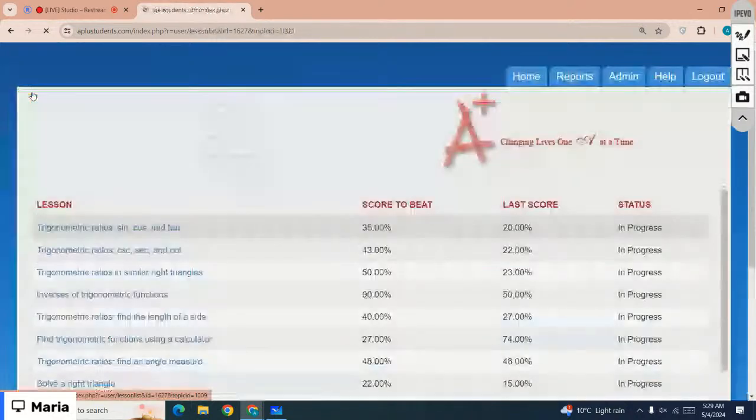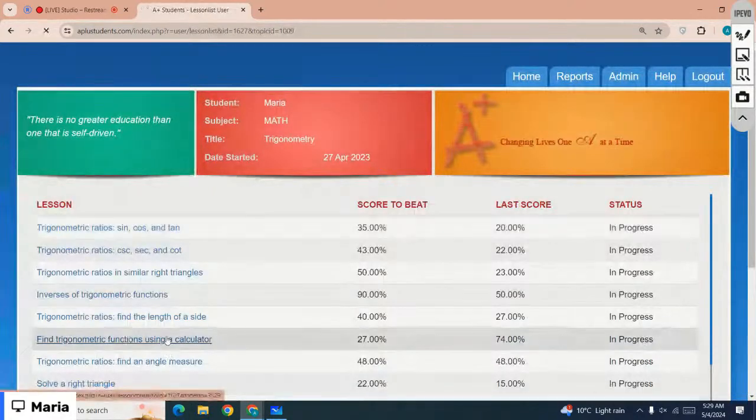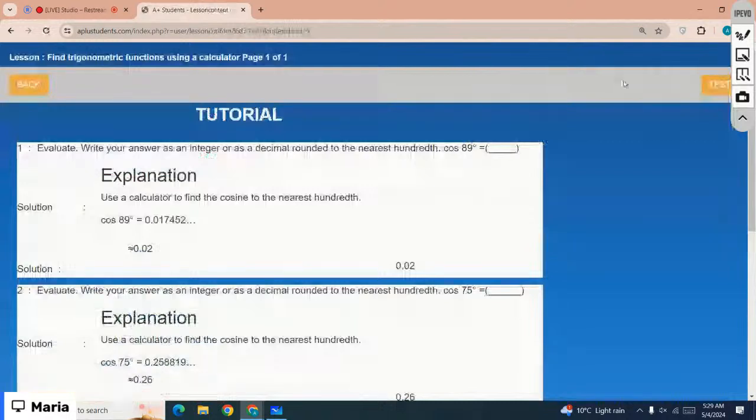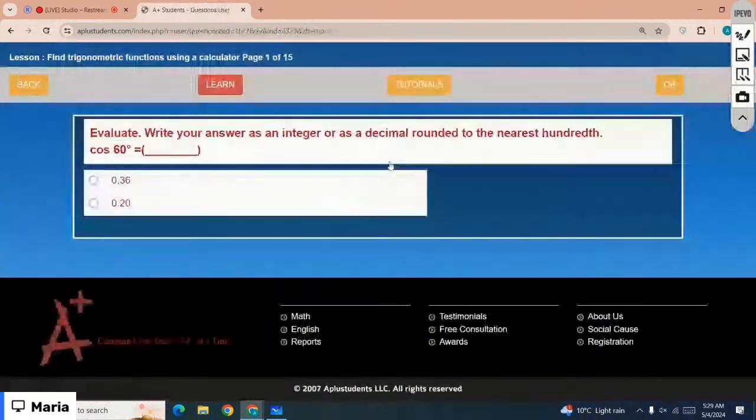The next lesson is find trigonometric functions using calculator. So you simply have to use the calculator and find the answer. Let's just start with the test questions. Okay, cos of angle 60. So let's just use the calculator. Okay, cos of angle 60.